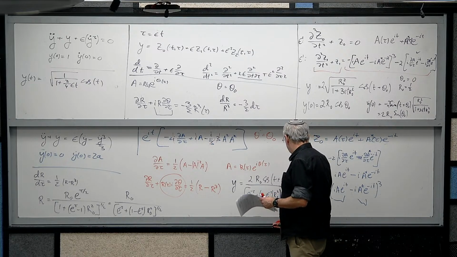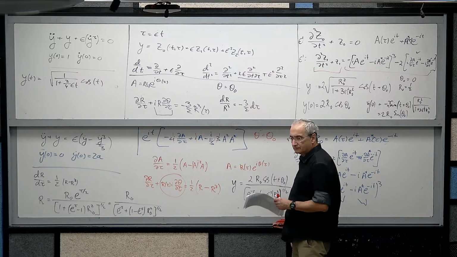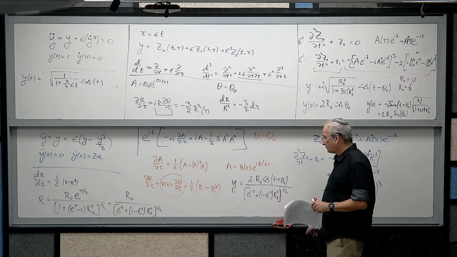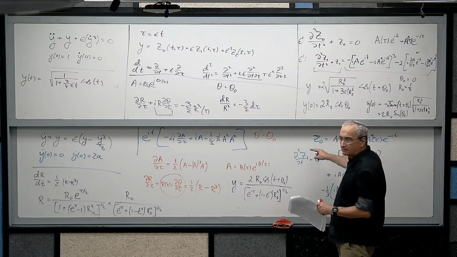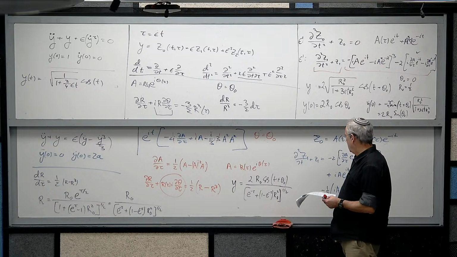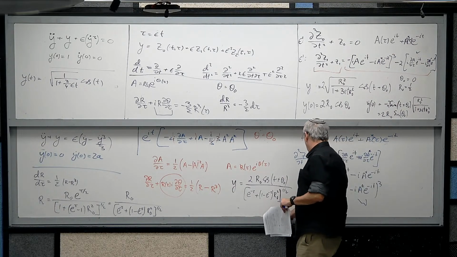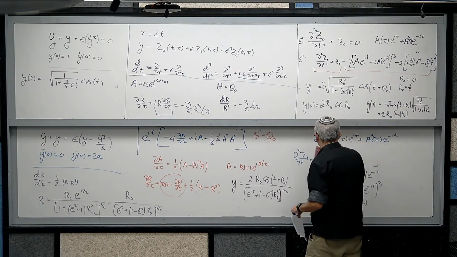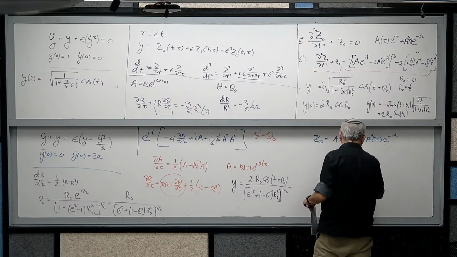2 cosine of t plus theta naught. Exactly as before, because we plug it into the A and we take the real part. We got that. And now we have to plug in the initial conditions.